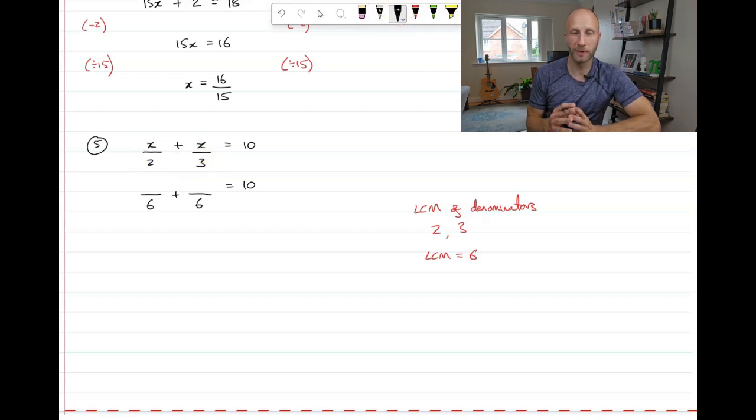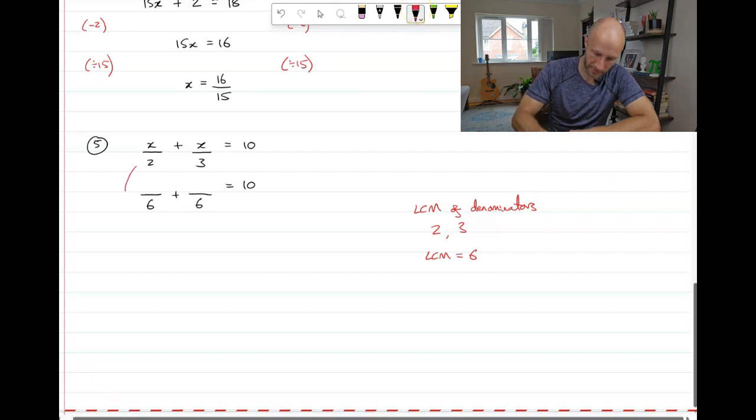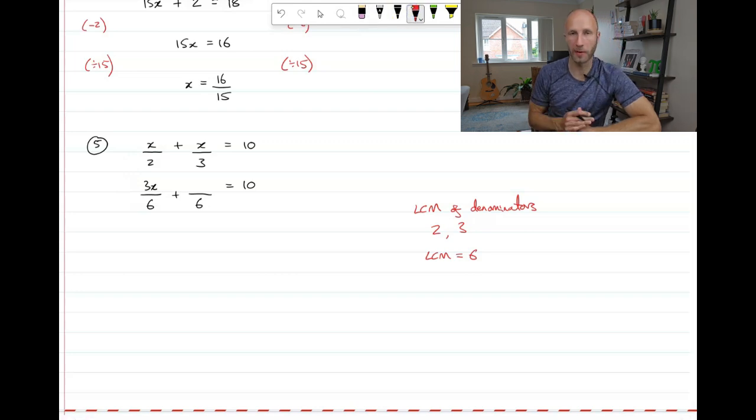But I can't just change denominators willy-nilly. So I'm going to have to think about how I've changed it. If I change the denominator in a fraction, what do I have to do to balance that out? And the answer is, if I've timesed the bottom by, in this case, 3, to balance that, that's okay, so long as I times the top by 3 as well. So we're creating an equivalent fraction. So 3 times x will give me 3x on the top. So times the bottom by 3, times the top by 3.